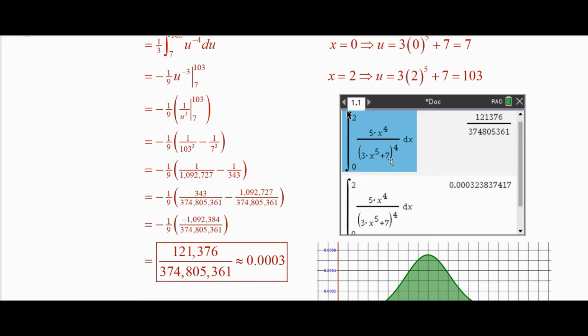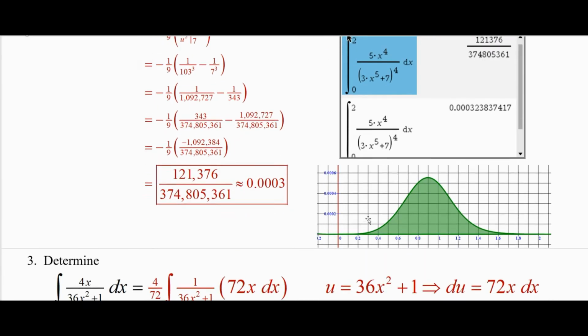Here I did it on a CAS calculator, a TI Inspire CAS, and did the integral. Here's the exact value as a fraction, which is exactly what we got here. And then I did an approximation on the calculator. Here it is to a lot more digits, but there it is to 4 decimal places.